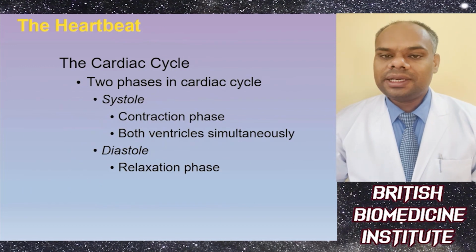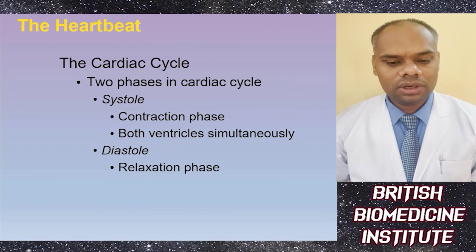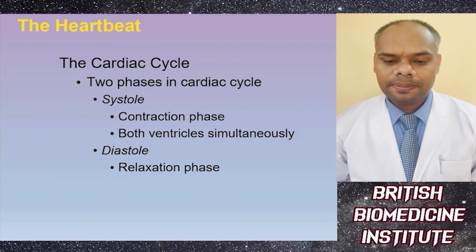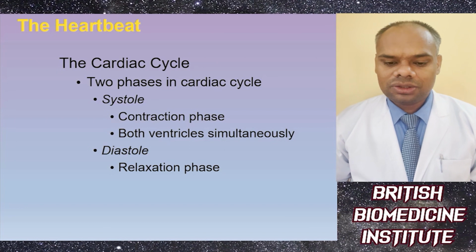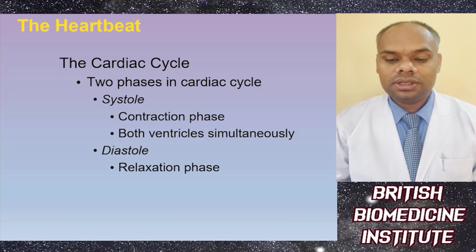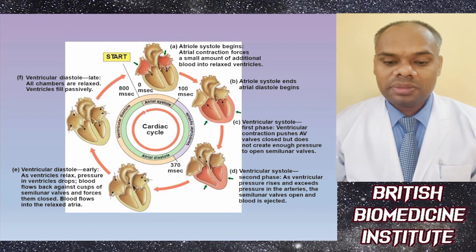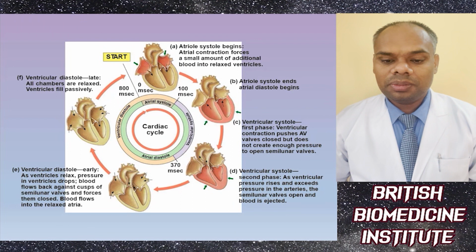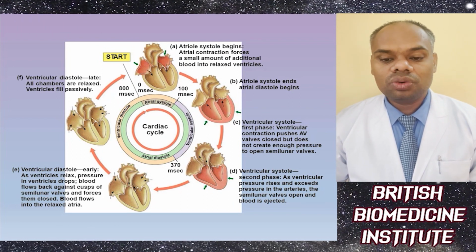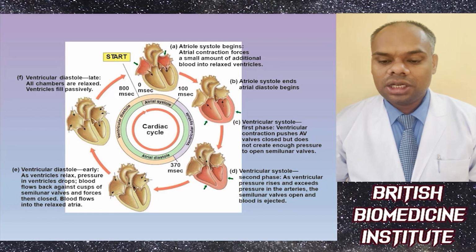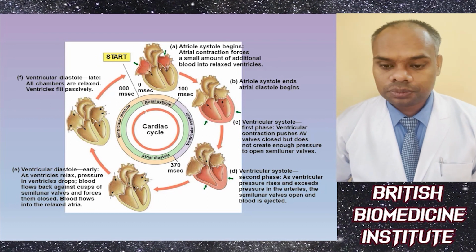So, the cardiac cycle has two different phases, systolic and diastolic. Systolic is the contraction phase, where both ventricles work simultaneously, whereas diastolic is the relaxation phase. It starts at 0 milliseconds. Atrial systole begins. Atrial contraction forces a small amount of additional blood into the relaxed ventricle, and then atrial systole ends and atrial diastole begins.